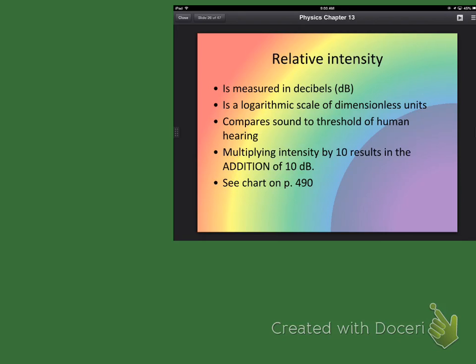So the decibel scale is dimensionless because it's just a comparison. It's a ratio of the threshold of human hearing compared to the sound, so how close it is. And it is a logarithmic scale, which means if you multiply by 10, you add 10 decibels. So if you add 100 decibels, how much more intense is that sound? 100 times more intense. Okay? Every time you go up a decibel, you multiply. There's a chart on 490 in your book that's useful.